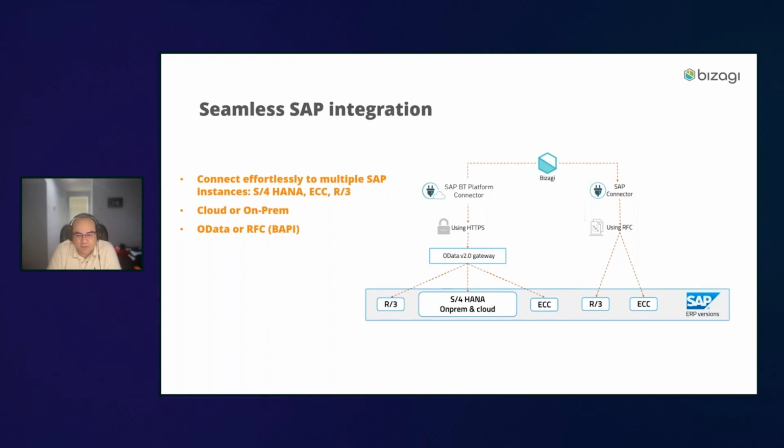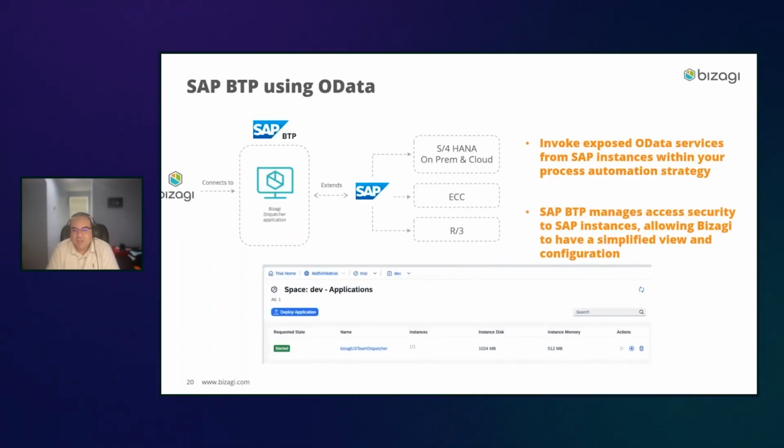But now we also support the SAP BTP Platform Connector, and that means that this is a more service-oriented type of connector, and that will be used as a single gateway to integrate Bizagi with multiple SAP instances. And we do have the two options, and they can be used at the same time even. So in the next slide, we are going to see a little bit deeper how the BTP platform approach works.